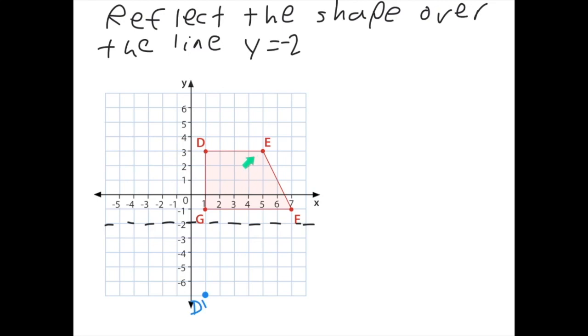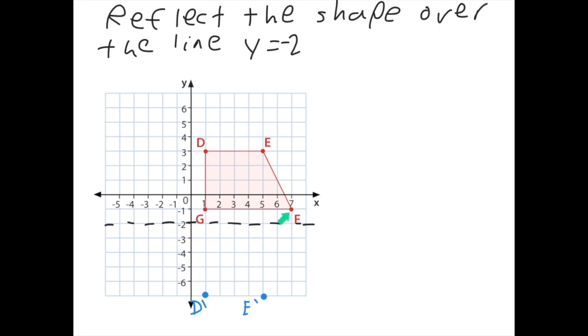So E, actually you can already tell that it's the same distance away. 1, 2, 3, 4, 5. So it'll be the same distance away below the line. 1, 2, 3, 4, 5. And here we have E prime.